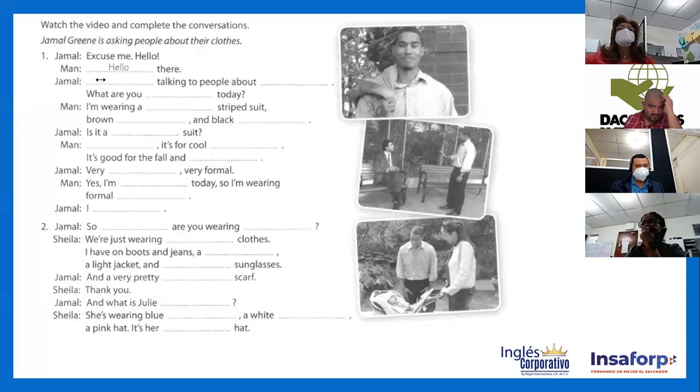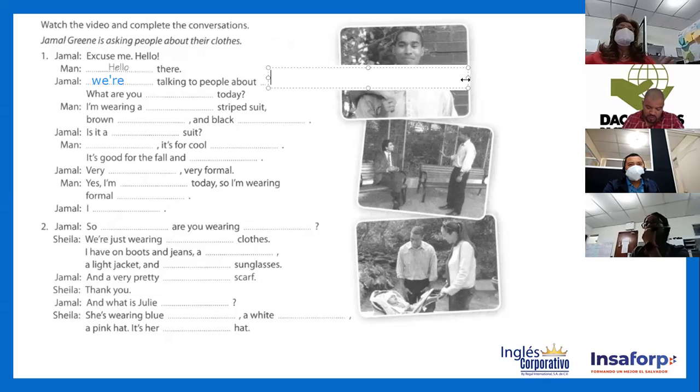Okay, so we have here: we're, or we are. Talking to people about? About two? I'm sorry, Gustavo, I couldn't hear. About clothes, right? Clothes.